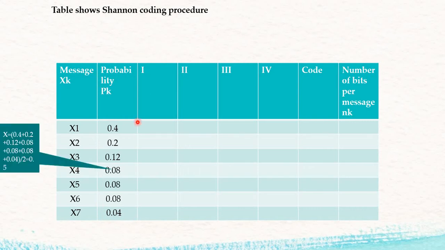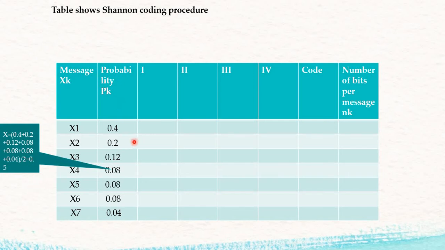So we are taking addition, that is 0.4 plus 0.2, 0.12 plus 0.08 plus 0.08 plus 0.08 plus 0.04, and we have to take the median value, or we have to divide these probabilities into 2 sections. So this complete addition divided by 2 comes out to be 0.5. So for partition the value is equal to 0.5. So we have to divide this section into 2 portions such that each portion is equivalent to 0.5.